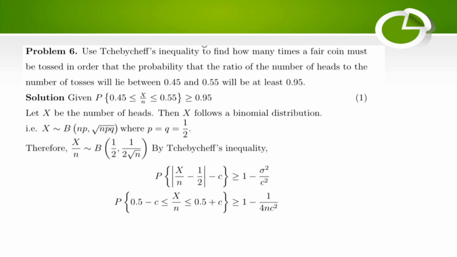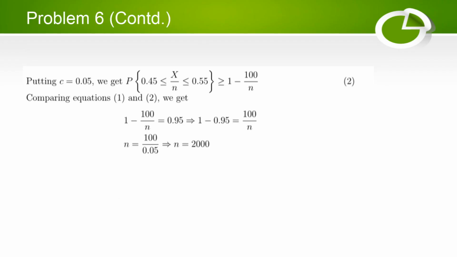P(0.5 − c ≤ X/n ≤ 0.5 + c) ≥ 1 − 1/(4nc²). Putting c equals 0.05, we get P(0.45 ≤ X/n ≤ 0.55) ≥ 1 − 100/n.